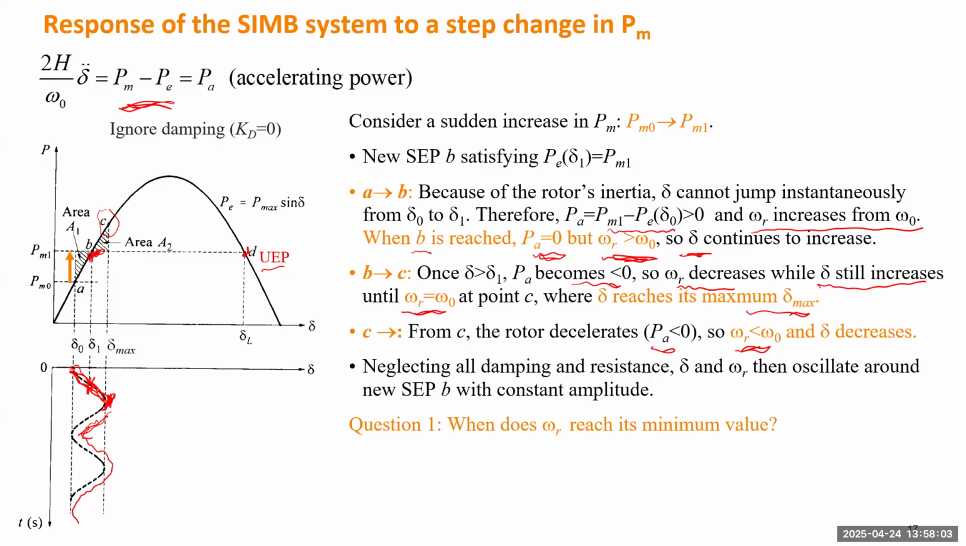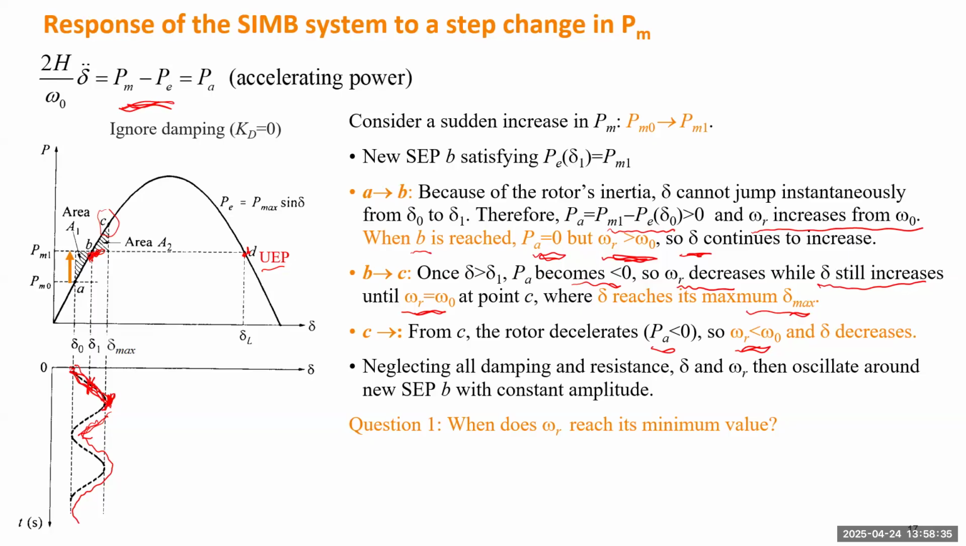So let me ask a question. When does the speed reach its minimal value? A will be the synchronous speed, B will be the maximal speed, and C will be the synchronous speed again, and then it comes back. When does the generator reach the minimal speed, the lowest speed?